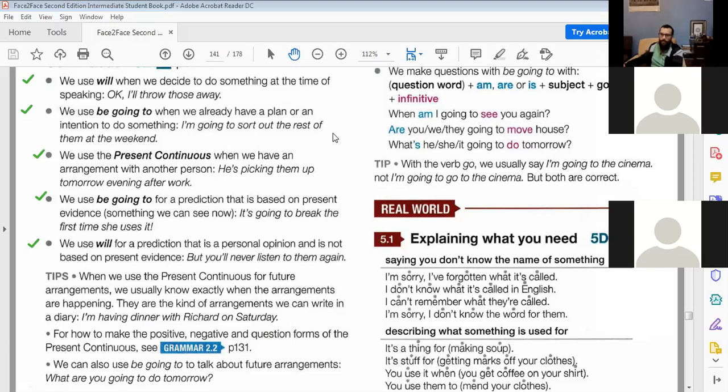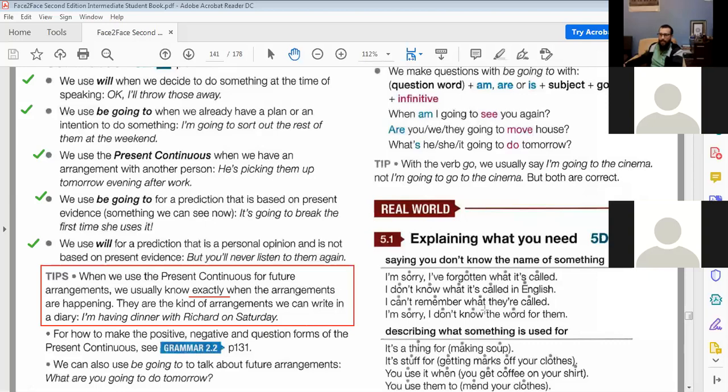Okay, nice tip. This is a very nice tip. We kind of mentioned it, but I think it's good to talk about this again. So here we were given a note about the present continuous for future arrangements. The important thing you need to remember is this. We usually know exactly when the arrangements are happening. Do you get the idea?